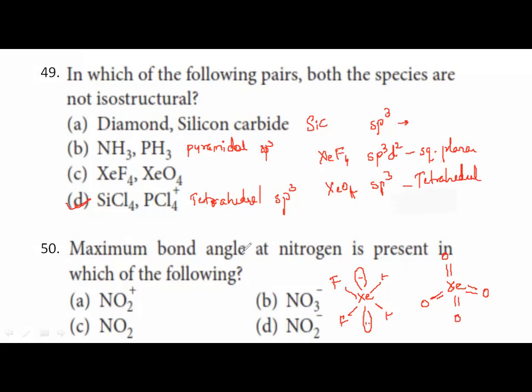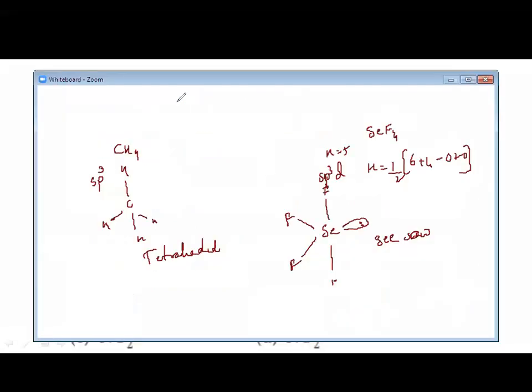Maximum bond angle at nitrogen is present in which of the following: NO2 plus, NO3 minus, NO2, and NO2 minus? So where is the maximum bond angle present? Let me say I have the species here. We will see the hybridization and then we can discuss the bond angles, because if we know the hybridization, we can speak about bond angles. The species are NO3 minus, NO2, NO2 minus, and NO2 plus.